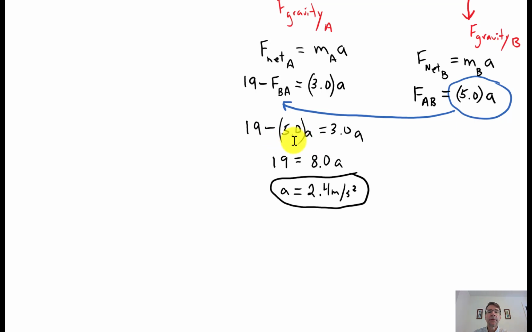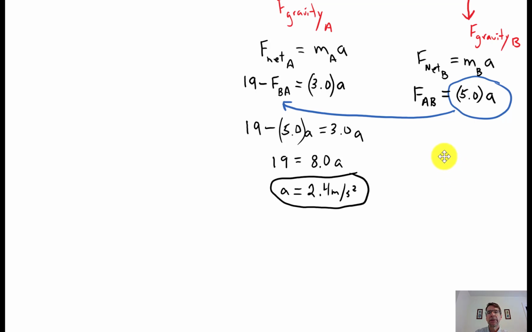Add the 5.0a to both sides, you get 8.0a, divide by 8.0, and you get the acceleration of the system. It's each box. That is the answer to part B. Both boxes have that acceleration. Now, there is a shortcut you could have taken. Some of you maybe have done problems like this before. Just so you know, you can't always take this shortcut. But one shortcut would be to treat it as one big 8 kilogram mass.